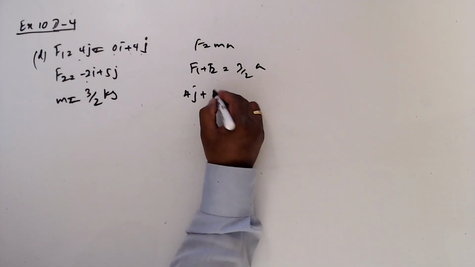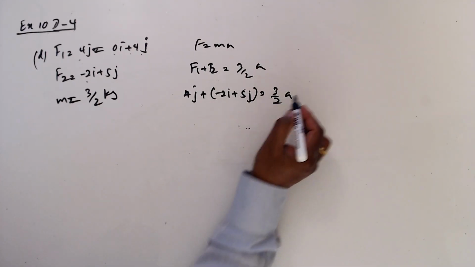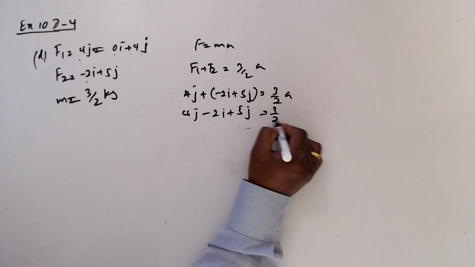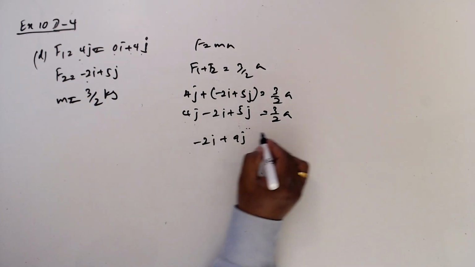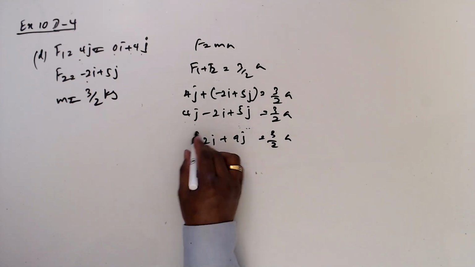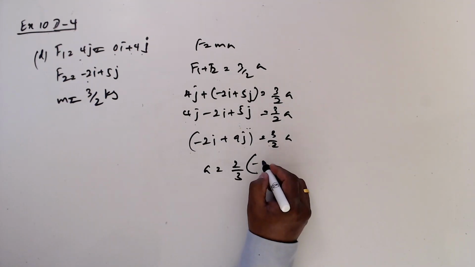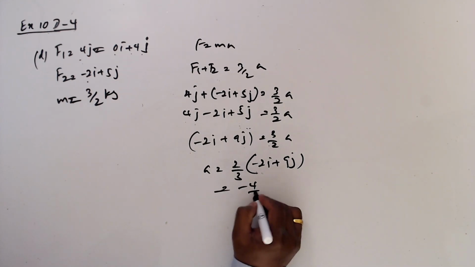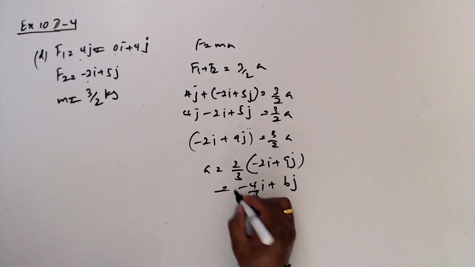Since this is a negative one, I'll write in brackets to avoid mistakes. So 4j minus 2i plus 5j equals 3 over 2 a. So this is going to be minus 2i plus 9j equals 3 over 2 a. So a equals 2 over 3 times minus 2i plus 9j. So this is going to be minus 4 over 3 i plus 6j.